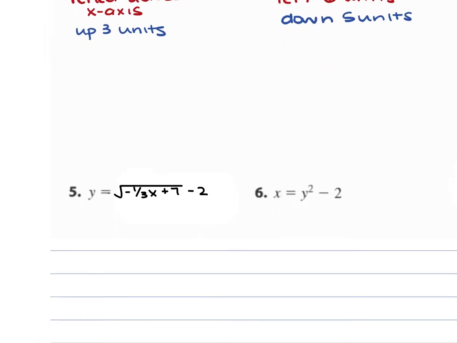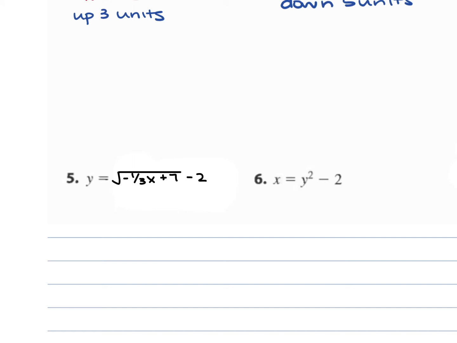Next, for number 5, we have y is equal to the square root of negative 1/3 x plus 7 minus 2. First thing that we are going to work with is that negative under the radical. Since it's under the radical, we're reflecting, but we're reflecting horizontally, so we're reflecting across the y-axis. Next, we have that 1/3. Take the reciprocal of that 1/3, you have 3. 3 is greater than 1, so we have a horizontal stretch by a factor of 3.